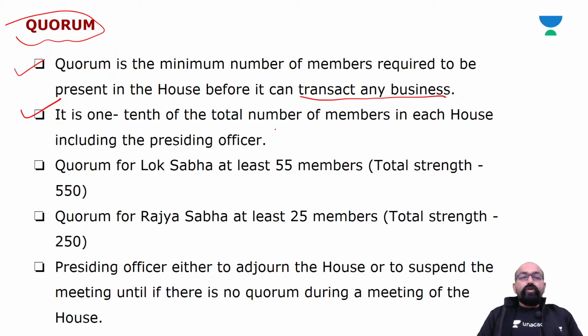Quorum for Lok Sabha is at least 55 members, and quorum for Rajya Sabha is at least 25 members. So the presiding officer must either adjourn the house or suspend the meeting if there is no quorum during a meeting of the house.